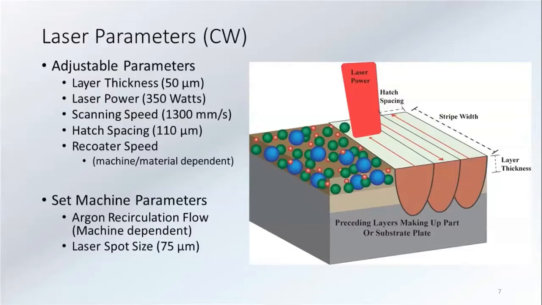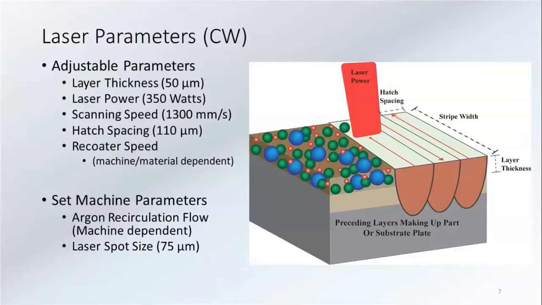Your laser power, again, can vary between 100 and 450 watts, which is typically the high end that I've seen. It really depends on your scanning speed. If you're moving faster across there, then you need a higher laser power to account for that, or if you're going slower. And then your hatch spacing.